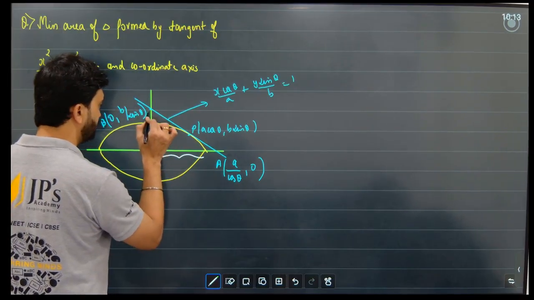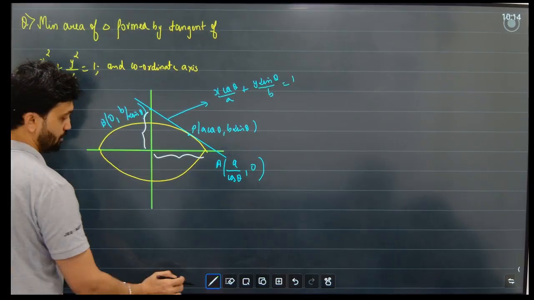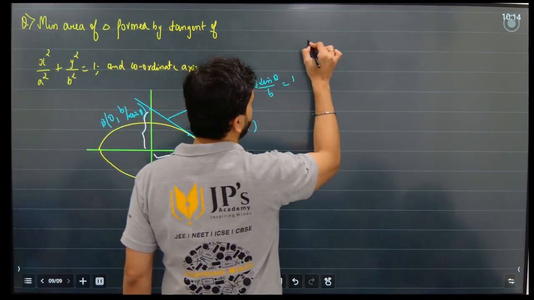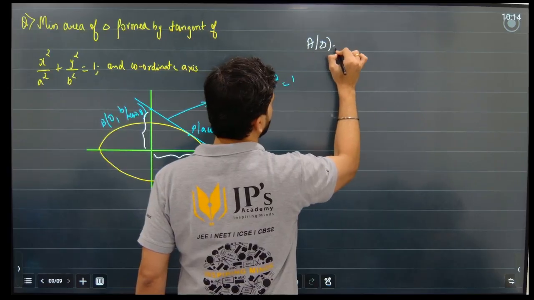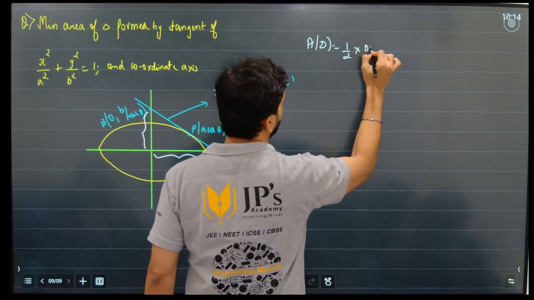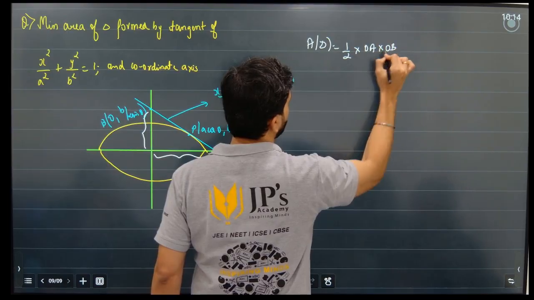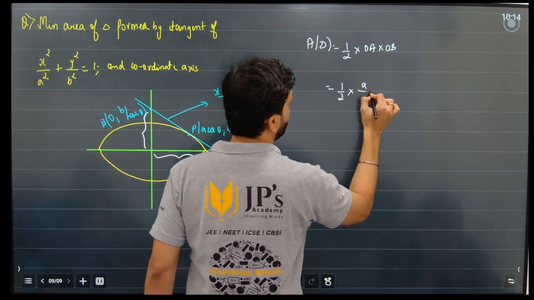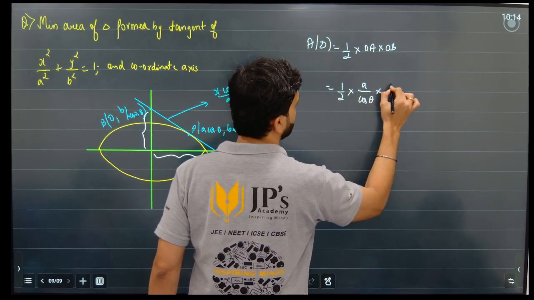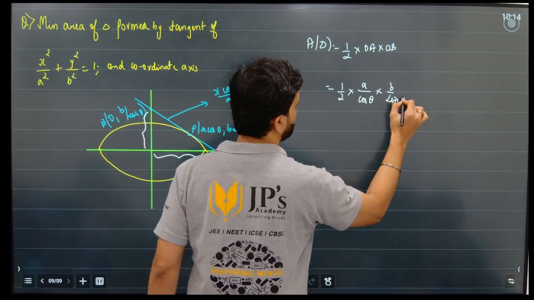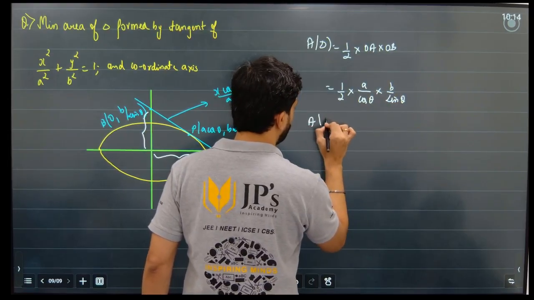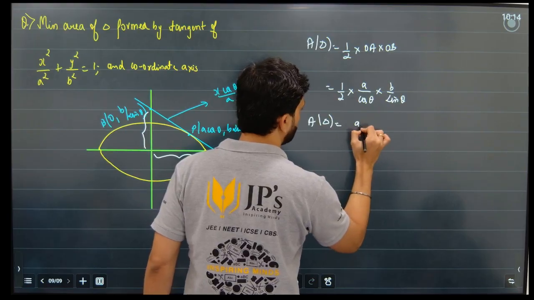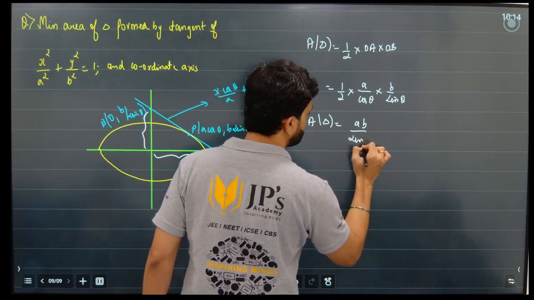इसका वैल्यू है मेरे पास, राइट एंगल है, इसका वैल्यू है मेरे पास. तो इफ आई ट्राइट कि एरिया ऑफ ट्राइंगल इज इक्वल टू हाफ इंटू ओ ए इंटू ओ बी, विच इज हाफ इंटू ए अपॉन कॉस थीटा इंटू बी अपॉन साइन थीटा. Therefore area of triangle is equal to AB upon sin 2 theta.